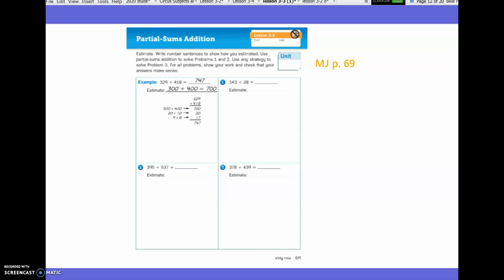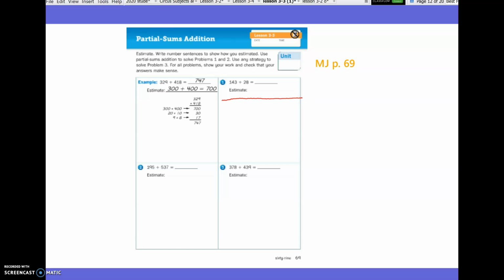So, for practice, in your math journal, page 69, I want you to do numbers 1, 2, and 3. And I want you to notice that there is a sample 1 finished for you. So you're going to follow that sample, follow that example. I do want to talk about the first part of each of these problems. The first part of each of these problems, you need to do an estimate.